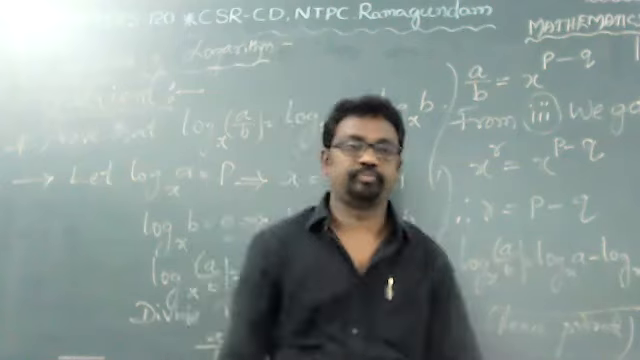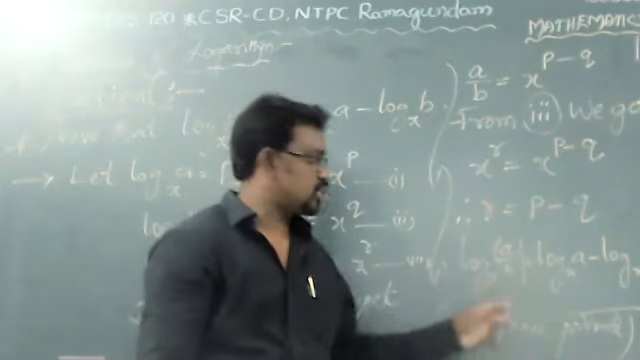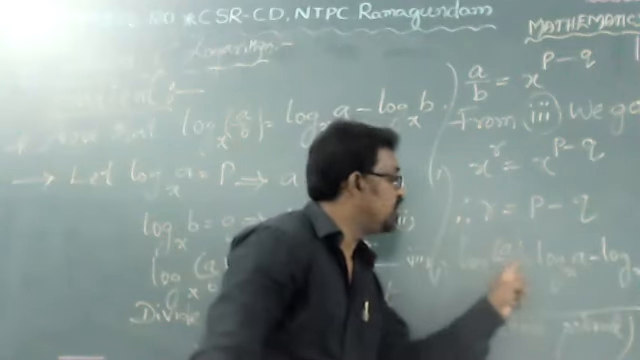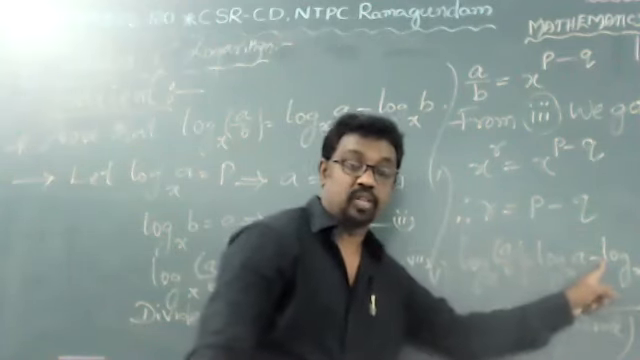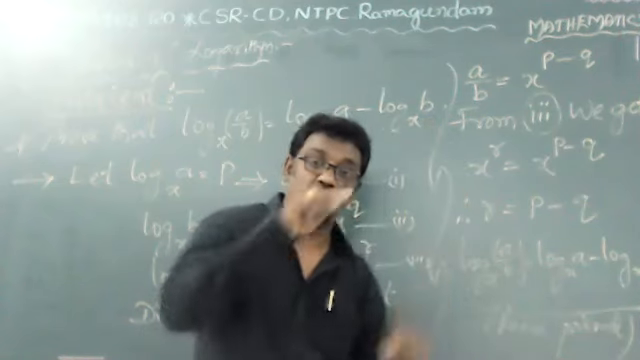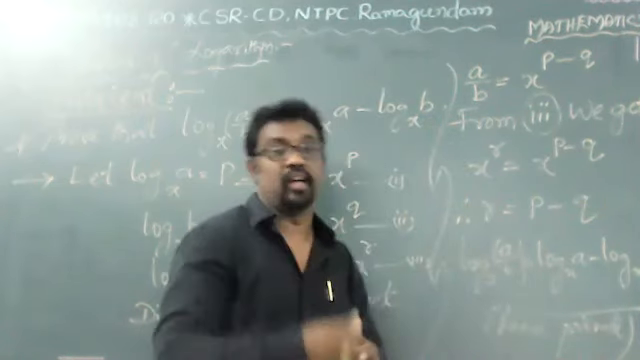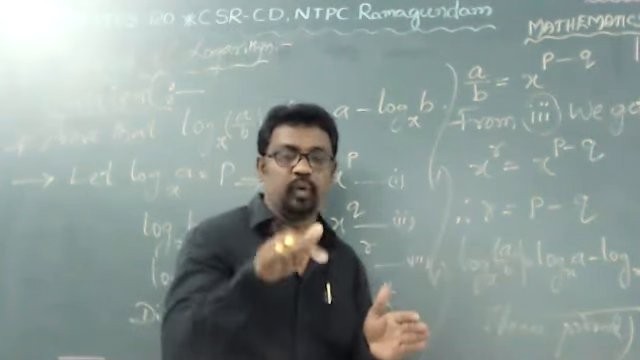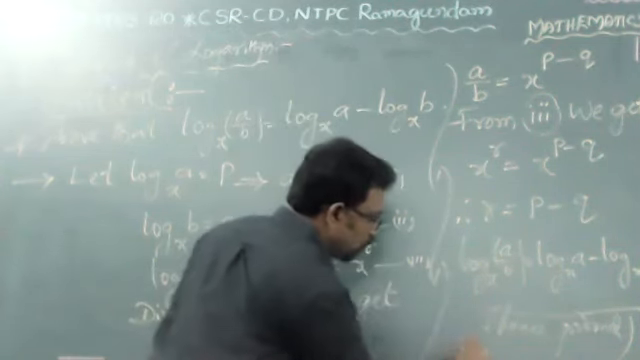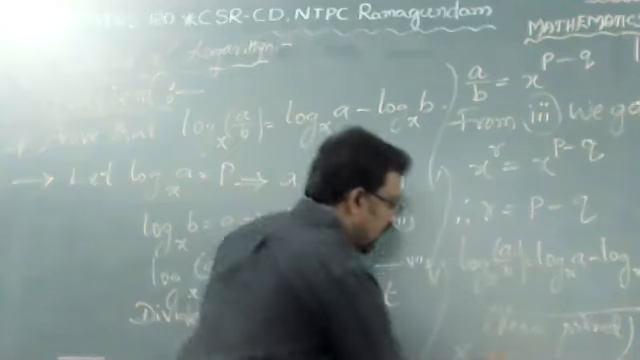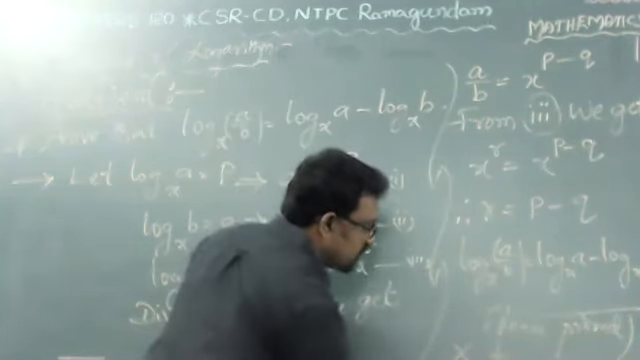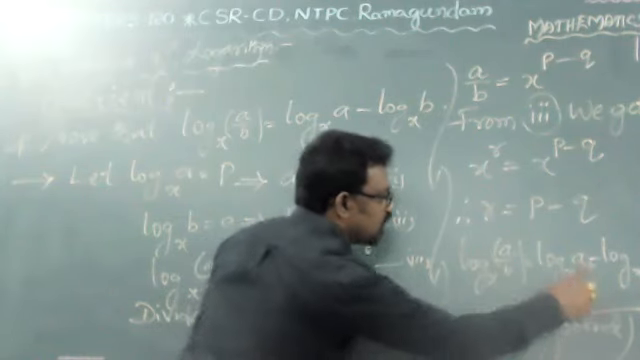Hence proved. Log A by B to the base x is equal to log A to the base x minus log B to the base x. If it is division, you will get subtraction. If it is a product, you will get addition. If it is product, into becomes plus. If it is division, you will get subtraction.